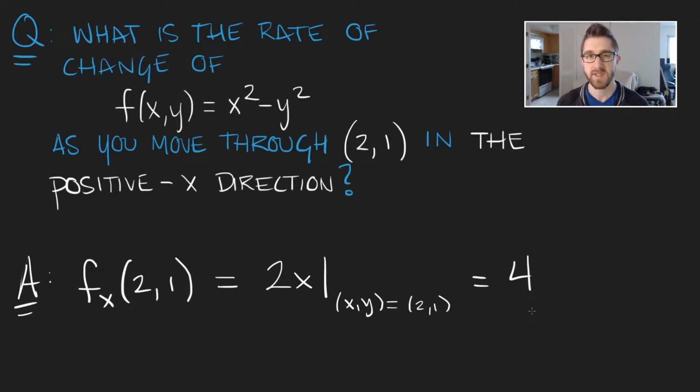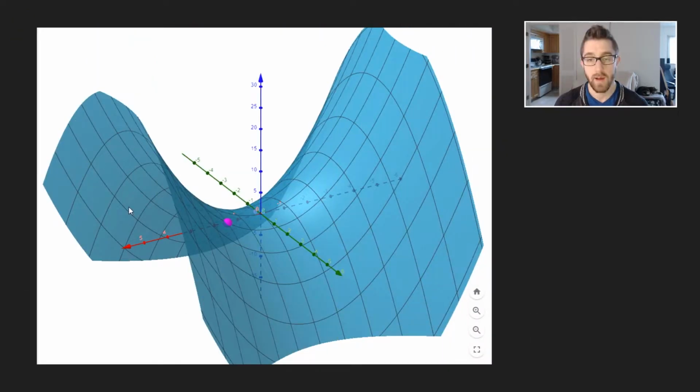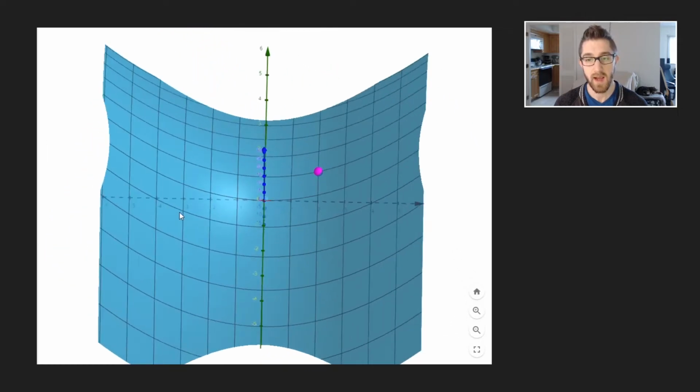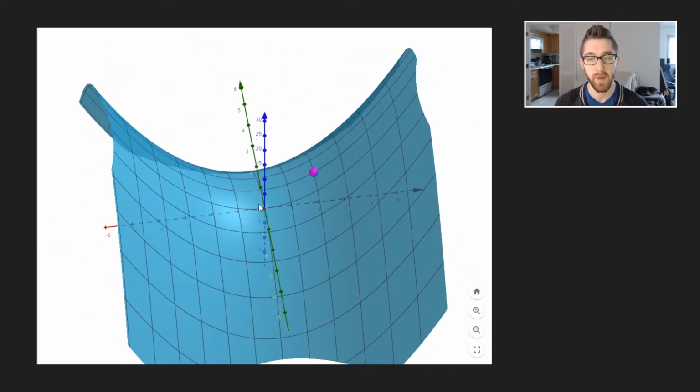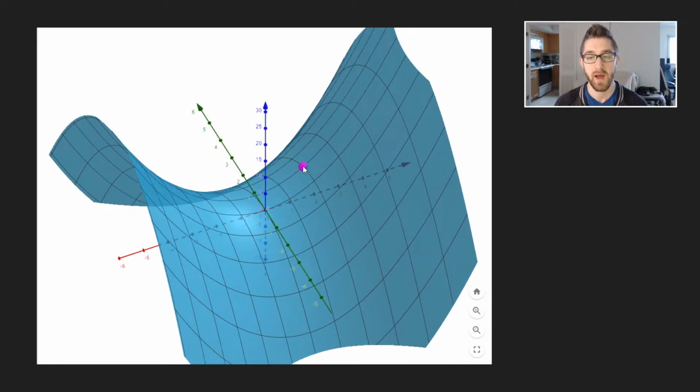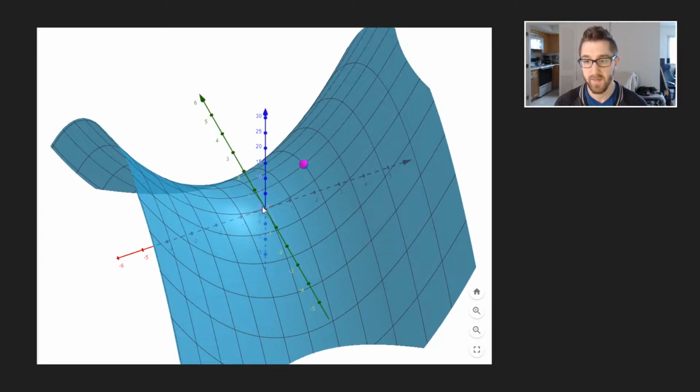Okay, so just so we have something to compare to, I want to take you over to GeoGebra so we can see what this number actually represents. So here's the picture in GeoGebra of the graph of the function x² − y². And I've marked here in this pink ball the point (2, 1). Actually, technically, it's the point on the graph that lies above the point (2, 1) in the plane. So it's the point (2, 1, f(2, 1)). Here is the positive x-axis. This is the positive y-axis.